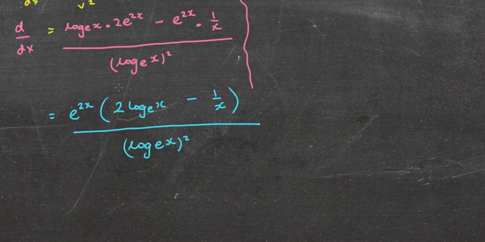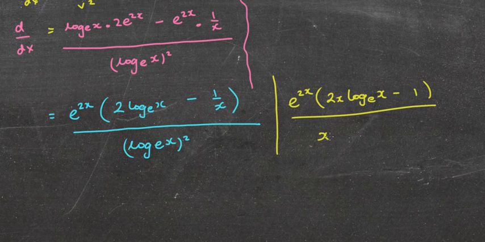Now, to be honest, I'd probably leave my answer that way. I know for those of you checking your answers, it's written slightly different. Their answer will be e to 2x, brackets 2x log ex minus 1, all over x times log ex squared. Now, if you notice the difference, they've brought the x down the bottom, right? It was 1 over x, which is the same as what it is now. That's fine. That's the same thing.